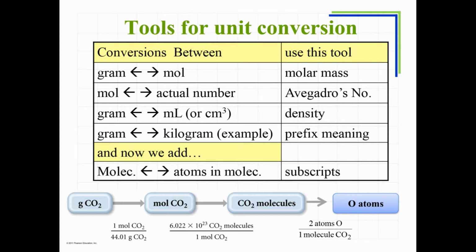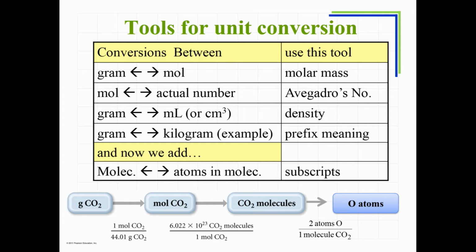We learned all of our prefixes, and you're not allowed to forget those. So there was a table full of prefixes. That kilo means 1,000, and micro means 10 to the minus 6. So you have those memorized and what they mean, and we'll be using that tool. We're going to add a new tool here, and that is to go between molecules and the atoms in a molecule. And to do that, we use the subscripts.